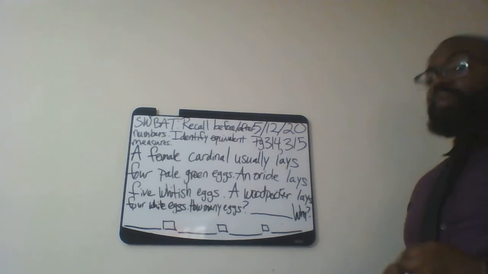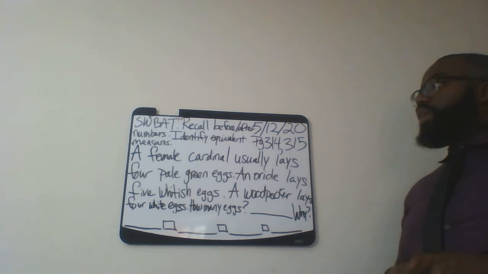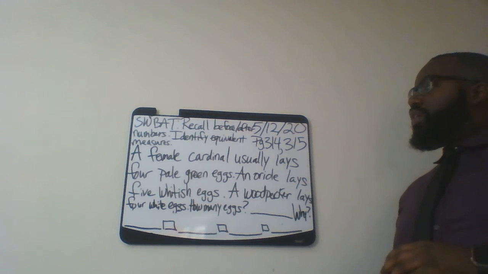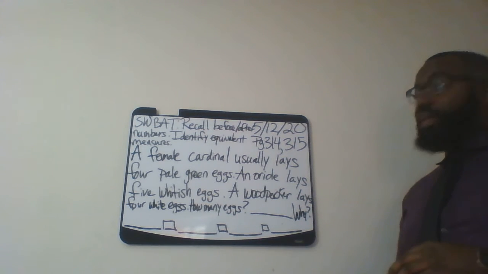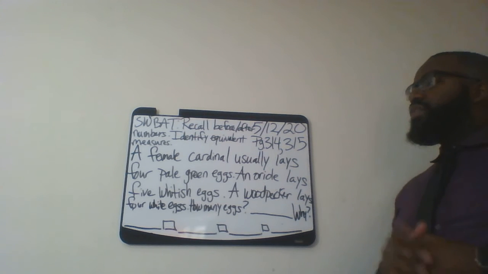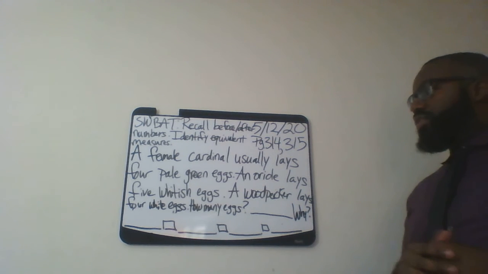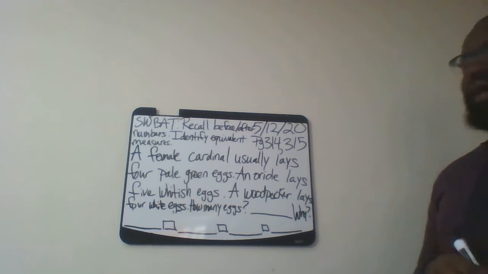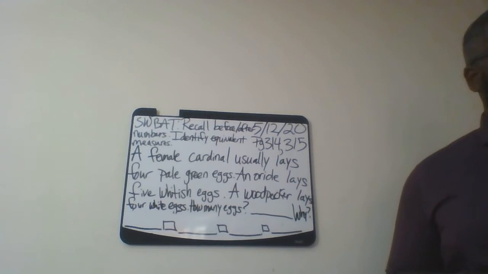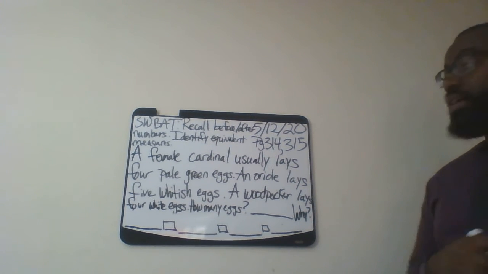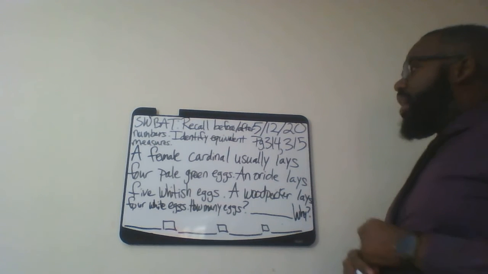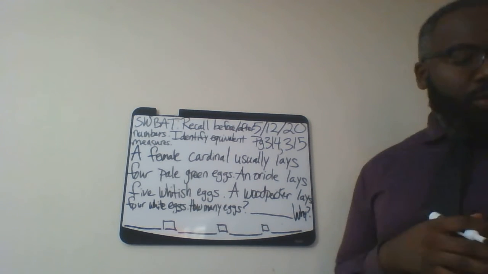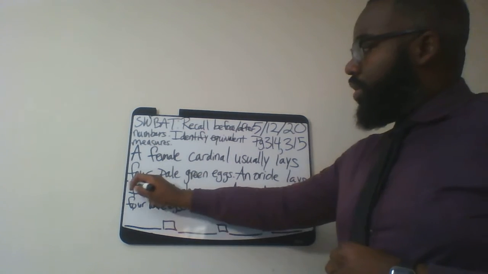All right, let's look at the word problem that we have here. We're dealing with birds, okay? So it says a female cardinal usually lays 4 pale green eggs, and an oriole lays 5 white eggs. A woodpecker lays 4 white eggs. How many eggs in all did the 3 birds lay? So let's go back to the beginning. A female cardinal usually lays 4 pale eggs. So you all know what to do.